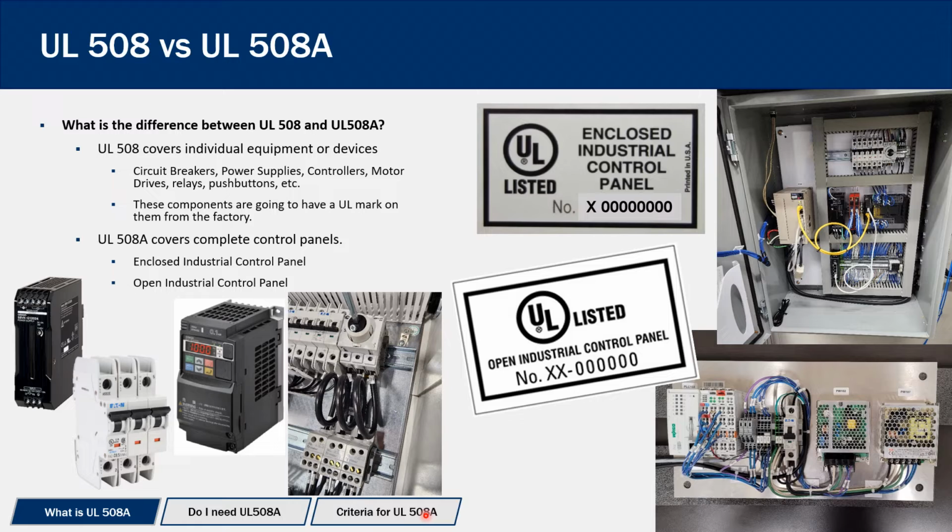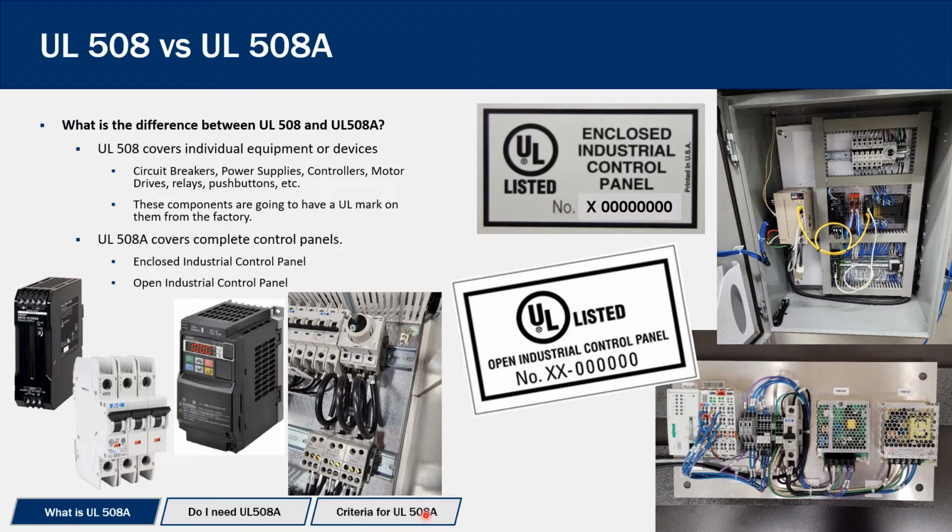The UL508 is specific to components used in industrial control panels. So you're not going to find those extension cords and coffee makers listed under UL508. It's all going to be devices that go into that control panel.